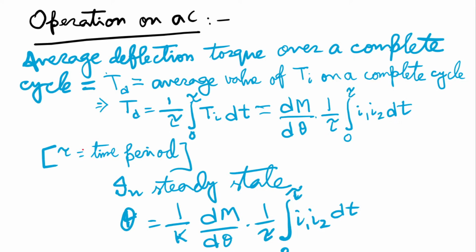Okay, but τ is the time period, and in steady state, again like the DC application, controlling torque Tc equals deflecting torque Td. So Tc is what, kθ. So kθ is equal to this thing. So θ will be equal to 1 by k dM/dθ into 1 by τ integration 0 to τ I1 I2 dt. Okay, and this is a generalized AC application.